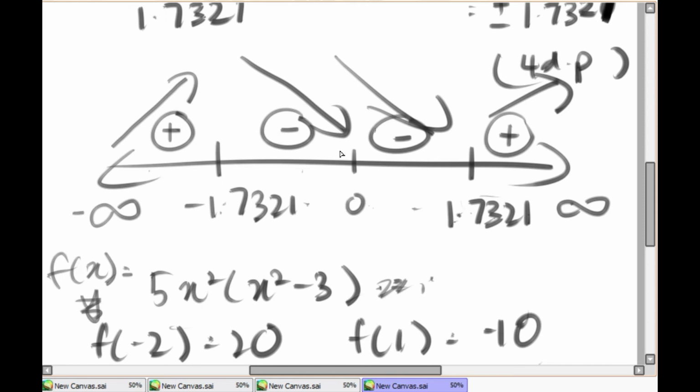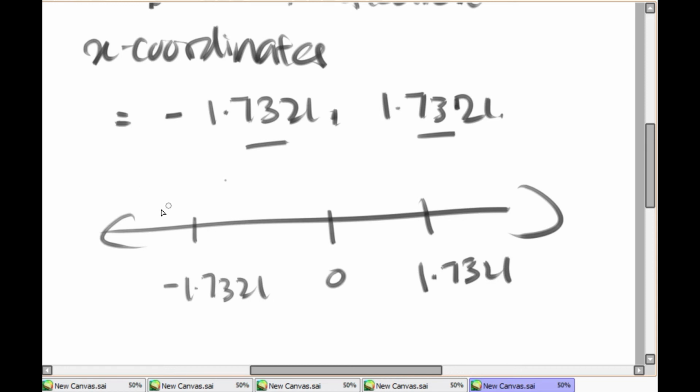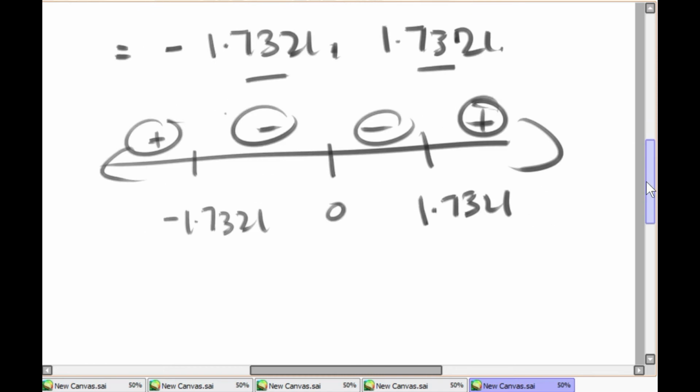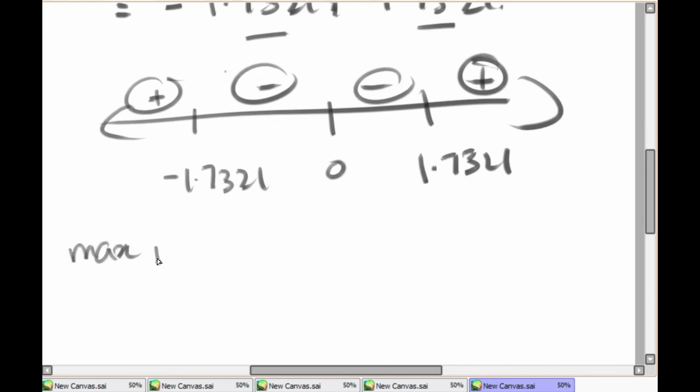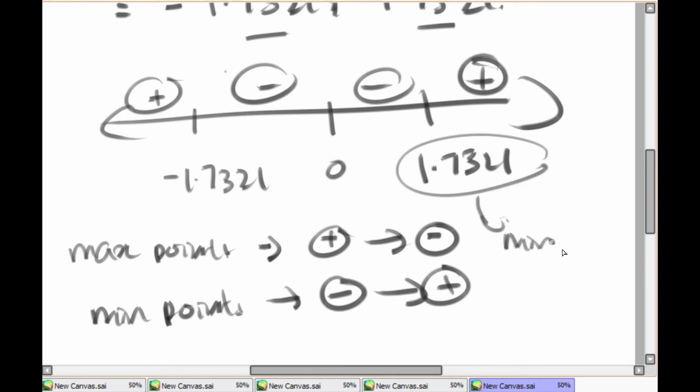Okay, so this is the shape of our graph. So the number line that we obtained just now, okay, so maximum points are when the increasing changes to decreasing, and the minimum points are vice versa, which is decreasing changing to increasing. So this would be a minimum point, and this would be a maximum point.